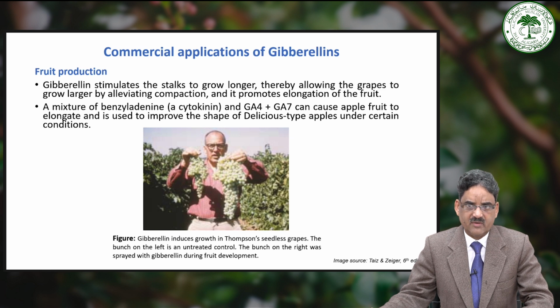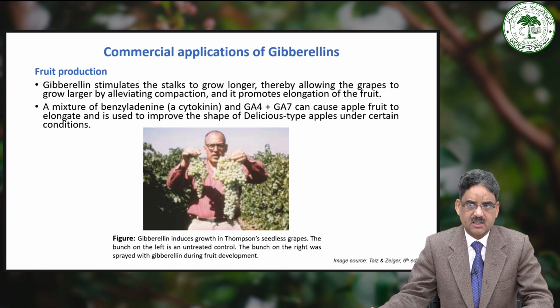So now I will discuss several other commercial applications. First one is fruit production. As you can see in the image, gibberellic acid stimulates the elongation of stalk in grape vines.